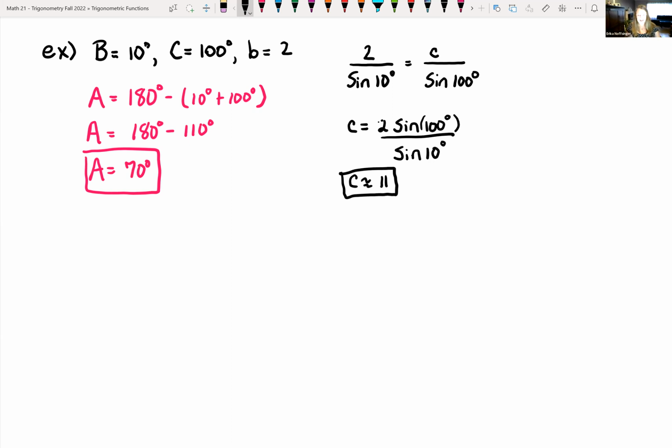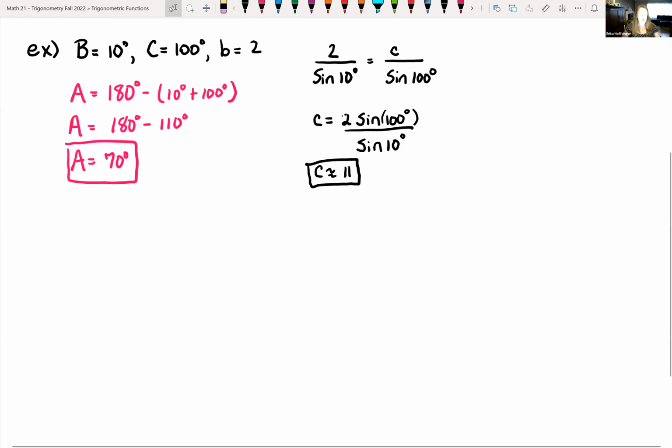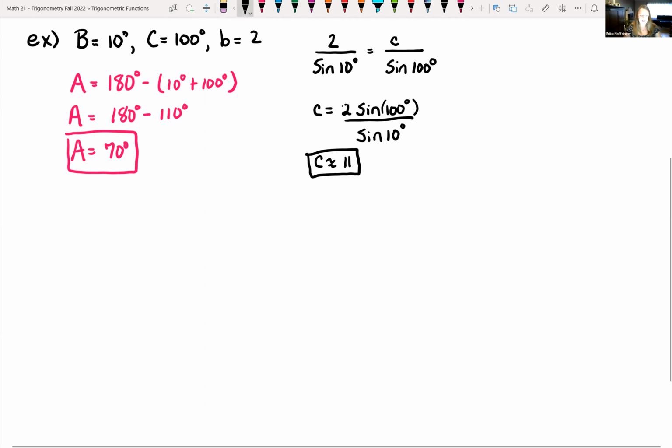So now we want to find not angle A. We already found that. We want to find side A. When I do this, I'm going to use what I'm given, just because I did some rounding for that C value. And so to get a more accurate result, I'm going to use what I didn't round, which was given to me. So I have side B, which is 2, all over sine of angle B, which is 10 degrees. This is equal to side A, which we're trying to find, all over sine of angle A, which we found to be 70 degrees.